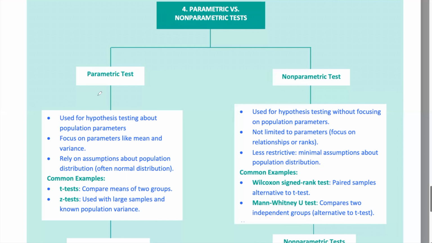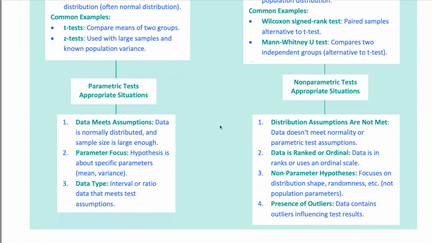Now, let's discuss when these tests are more appropriate. Use parametric tests when distributional assumptions are met. If the data is normally distributed and the sample size is sufficiently large, parametric tests are the preferred choice. For example, comparing the average returns of two investment portfolios when the returns are normally distributed. Number two is when the hypothesis concerns specific parameters like the mean or variance. Third is data type, that is, when you have interval or ratio data that meet the assumptions of the test.